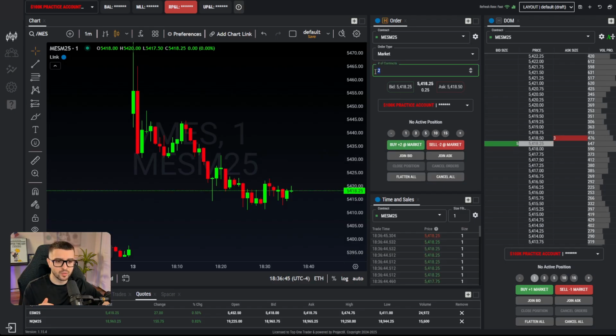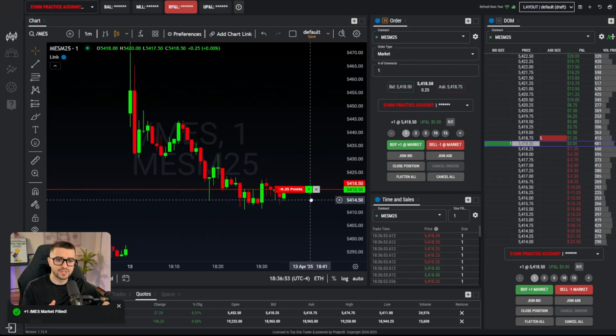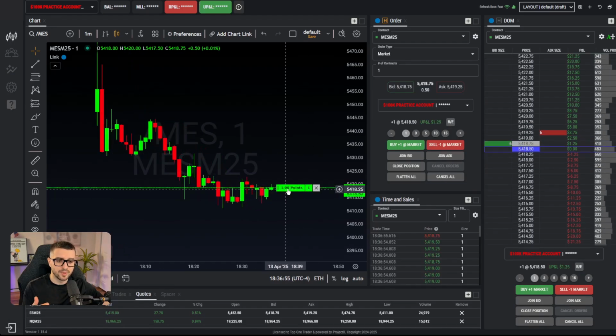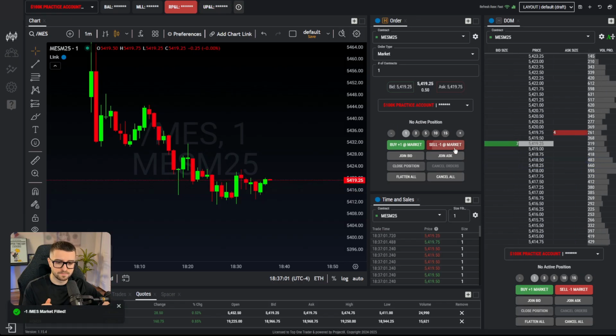So if I were to go in with one contract right now, let's say we buy the market, as you can see, the order gets filled immediately. We did not even wait a second there, but we really didn't know what price we were going to get filled in. The same way you can also sell with the market order.